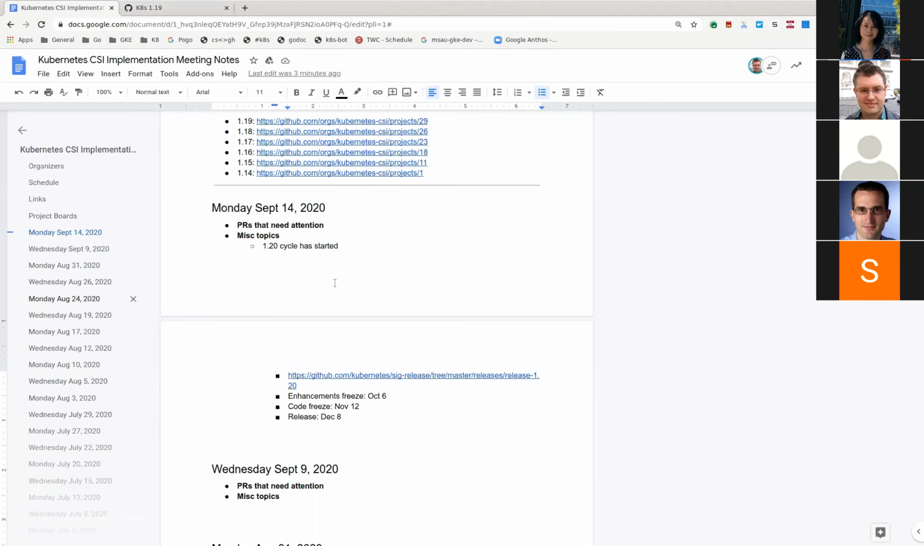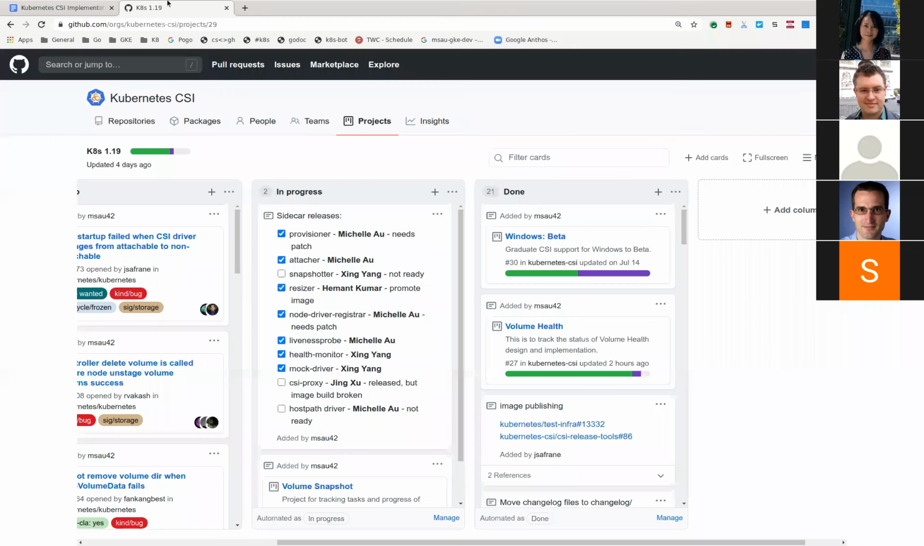All right, today is Monday, September 14th, 2020. This is the Kubernetes CSI implementation meeting. So let's go into our 1.19 status. I think we're mainly just waiting on the snapshot release. Xing, do you have an update on that?